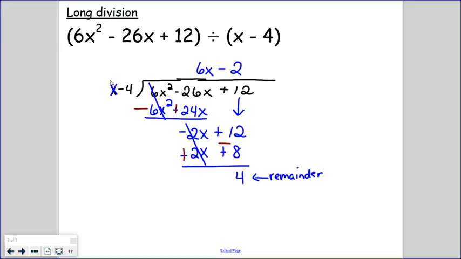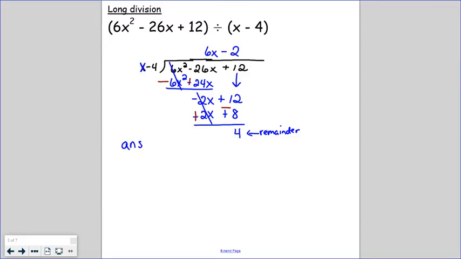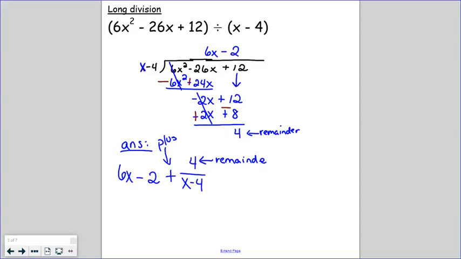So how then do I write my answer? My answer comes from, again, what was on top of that divide bar, so 6x minus 2. And then what I want you guys to do to avoid mistakes is always make it a plus and a fraction. Whatever you got as your remainder over what you were dividing by. Okay? Now, I'll show you on the next example why I want you to do this, but always make this a plus. Put your remainder here, and then what you were dividing by here.